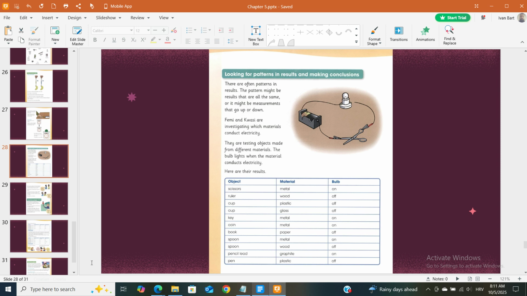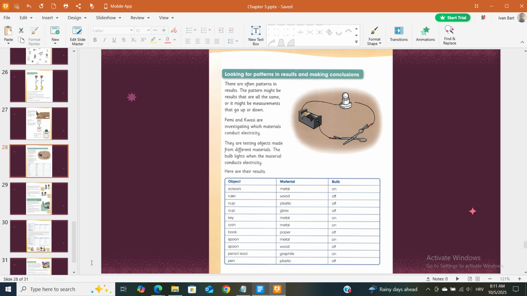Femi and Kwasi are investigating which materials conduct electricity. They are testing objects made from different materials. The bulb lights when the material conducts electricity. Here are their results.